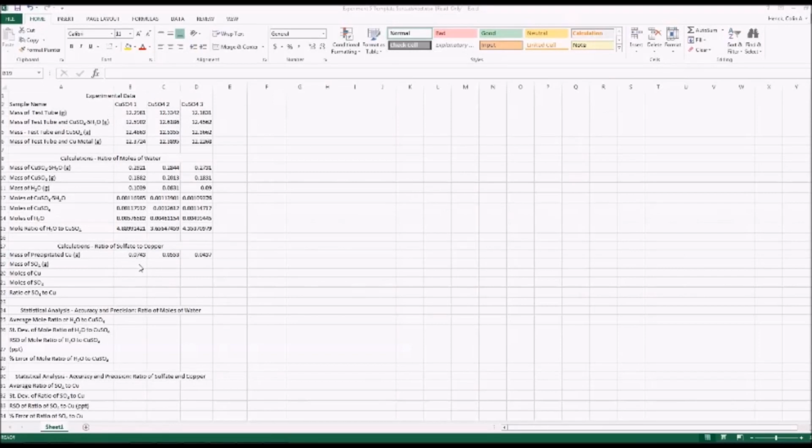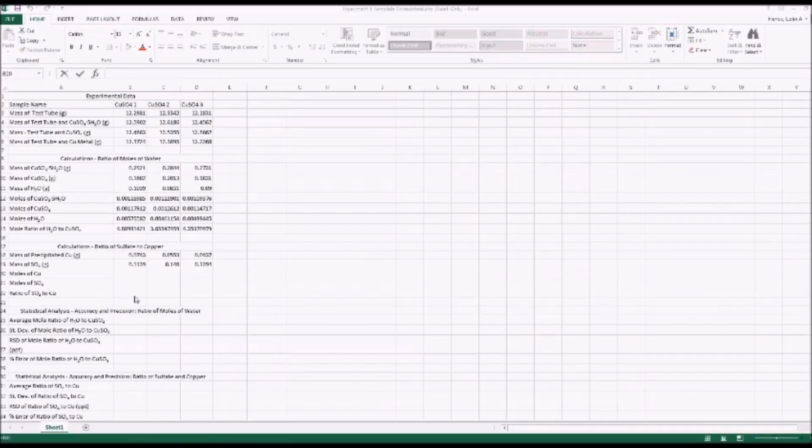Next, we want to find the mass of sulfate, which we can do by difference. To do this, we want to take the mass of the anhydrous copper sulfate and subtract the mass of copper that was in that copper 2 sulfate. This will give us the mass of sulfate that was in the original sample by difference. Again, we can do this calculation for all three trials by simply dragging it across.